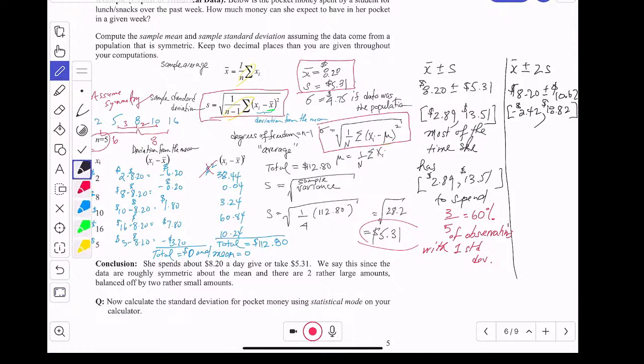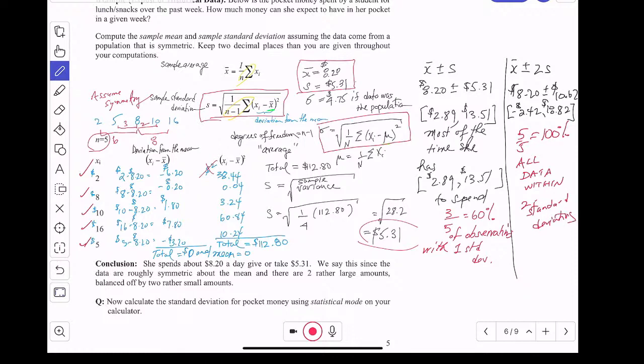So within 2 standard deviations are all of the observations. Notice this range. This range covers all the data. So you see now, by the way we use the standard deviation, we want it to be able to represent a lot of the data, and in this case, all the data is within 2 standard deviations.